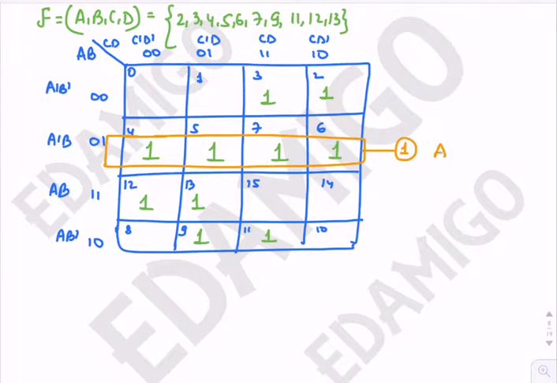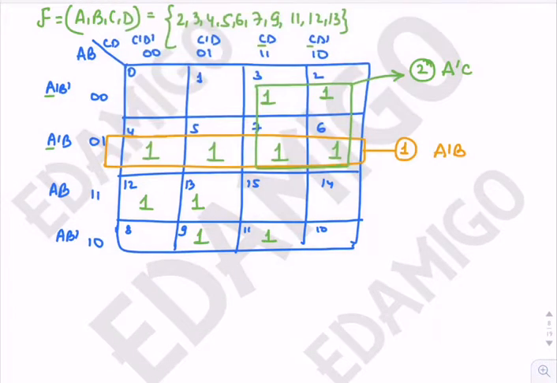So here we can see that it is a bar b. This is the second one. Here we can see that c is not changing and a bar is not changing here. So the second one is a bar c.